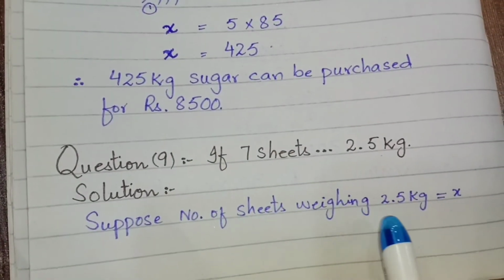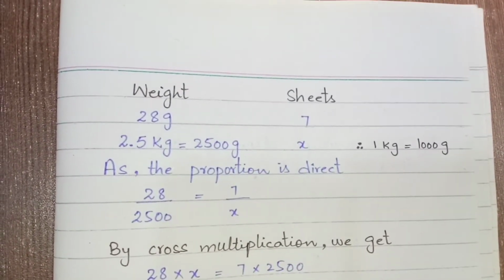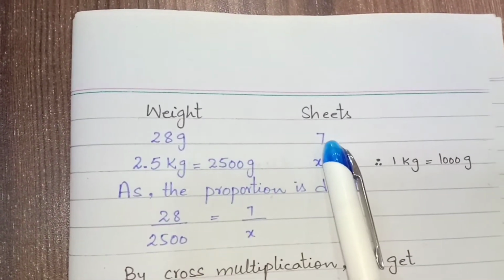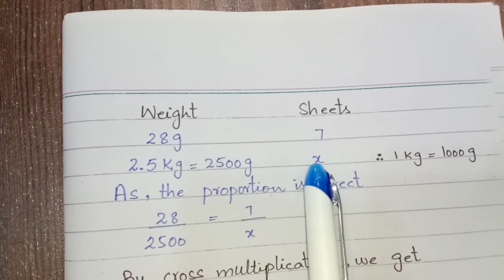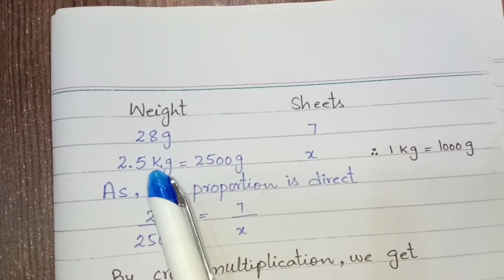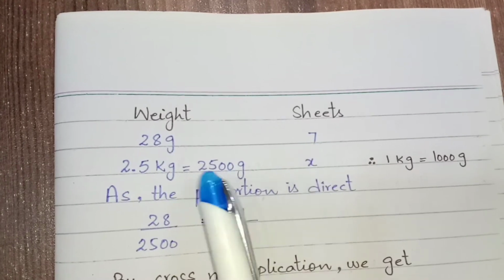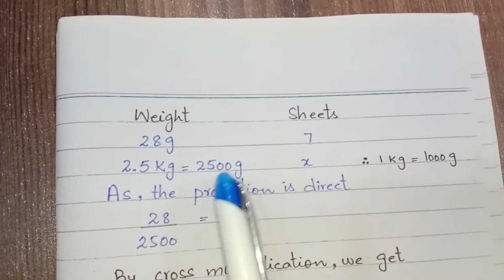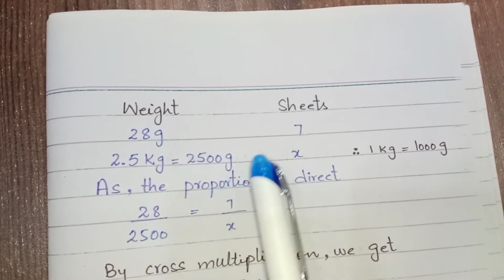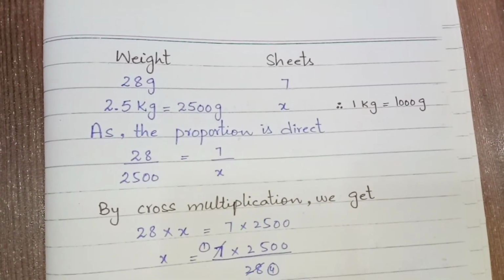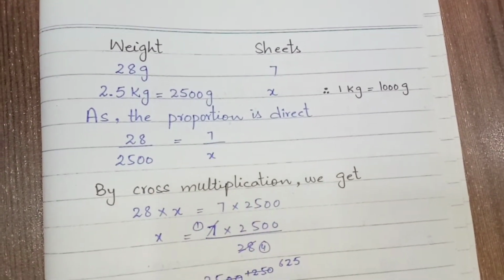So suppose the number of sheets weighing 2.5 kilograms equals x. Then we have to write the relevant quantities, that is weight and sheets. 7 sheets contain 28 grams weight. So we have to find how many sheets weigh 2.5 kilograms, and 2.5 kilograms is equal to 2500 grams. As the number of sheets is increased, their weight will also be increased. So the proportion is direct. So we have to write 28 over 2500 equals 7 over x. And by the cross multiplication, we get 28 multiplied by x and 2500 multiplied by 7.